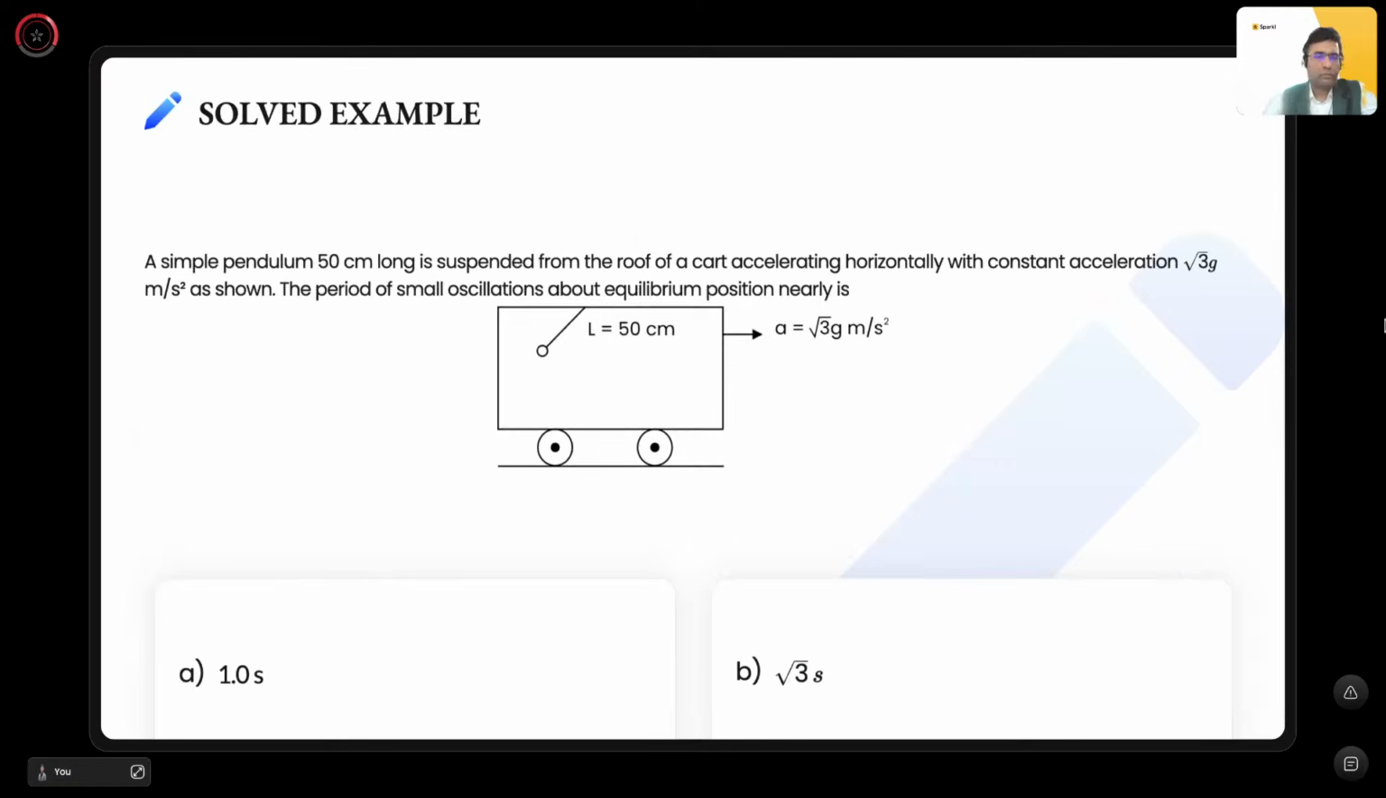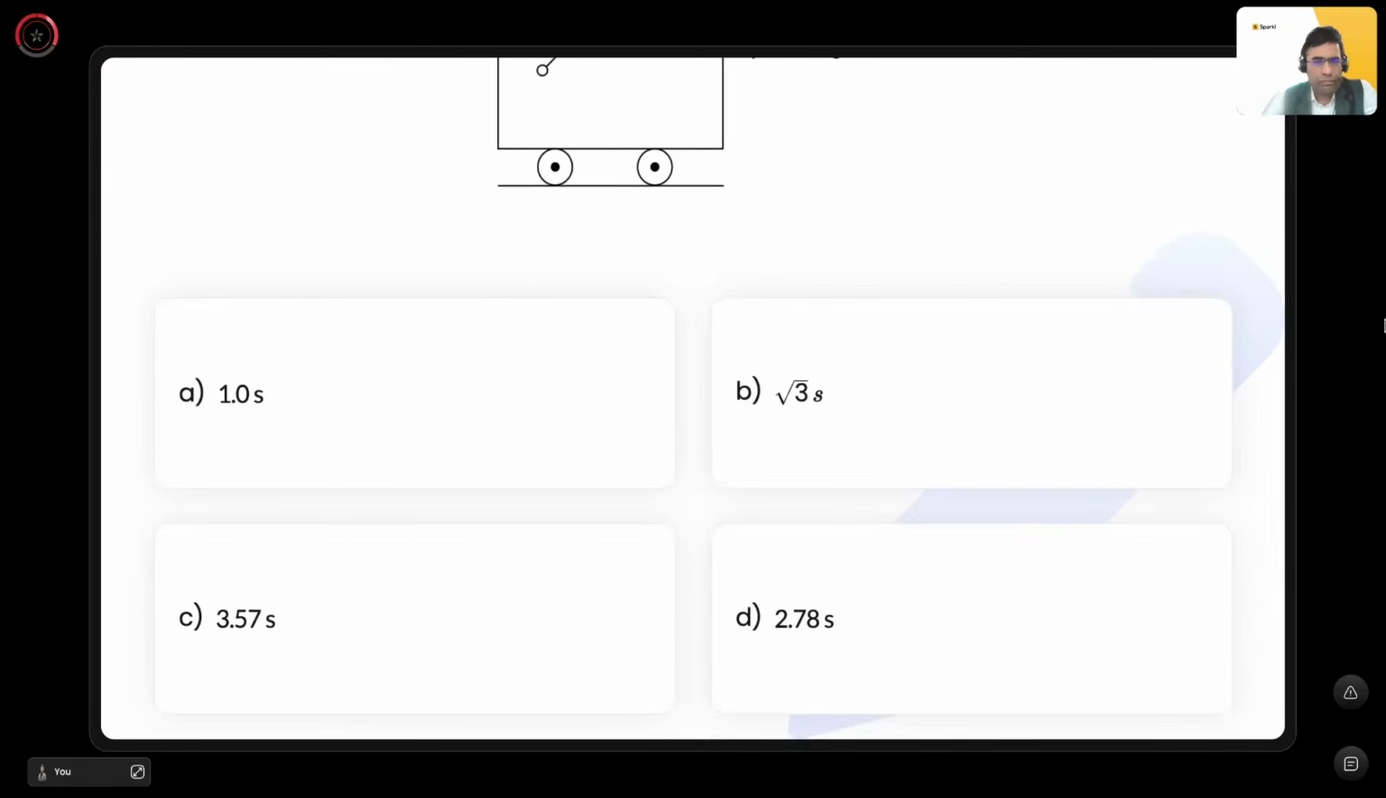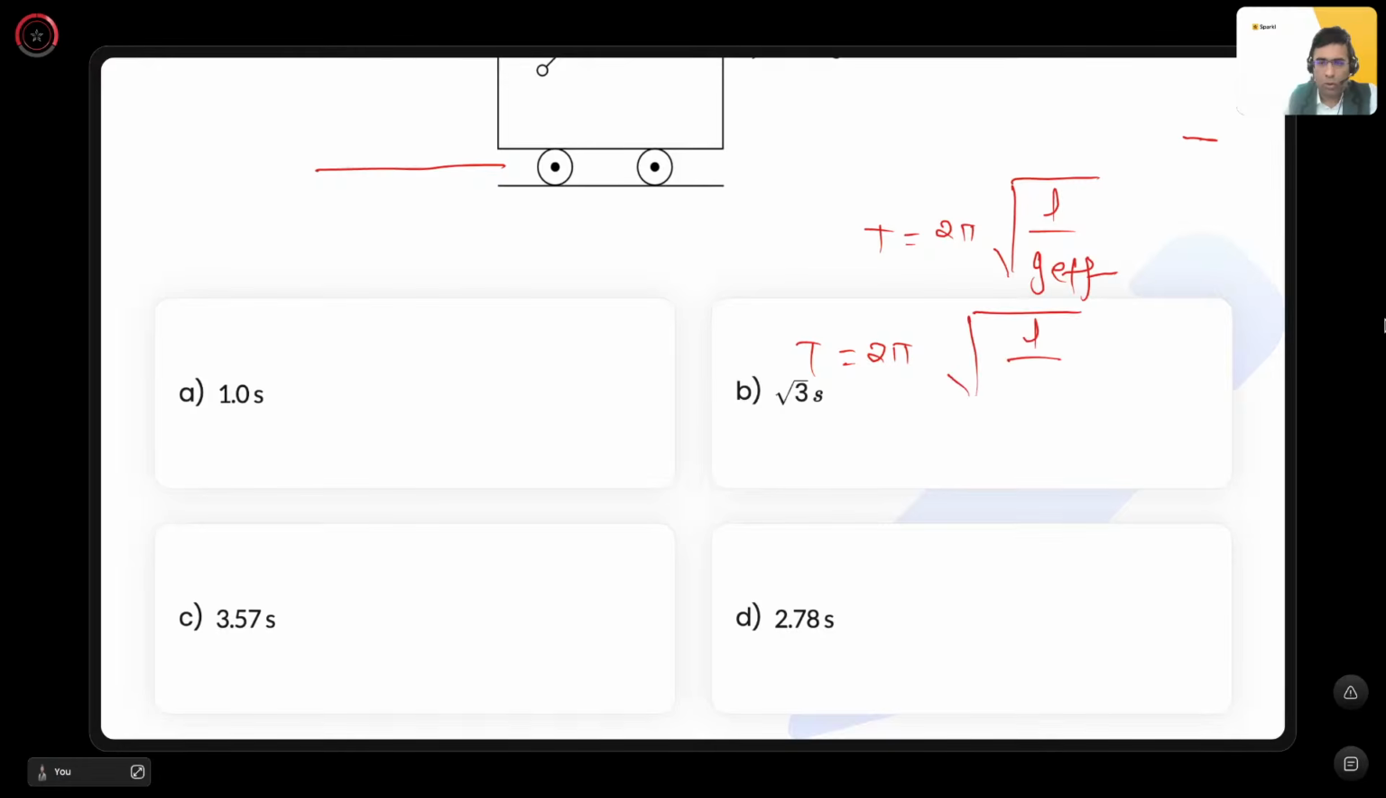A simple pendulum 50 centimeter long is suspended from the roof of a cart accelerating horizontally with a constant acceleration root 3g. The time period of the small oscillations is. So again, the time period is 2 pi under root of L upon g effective. This is the general formula. In this case, it will become under root of L upon root of g square plus a square. This will be my value for g effective.